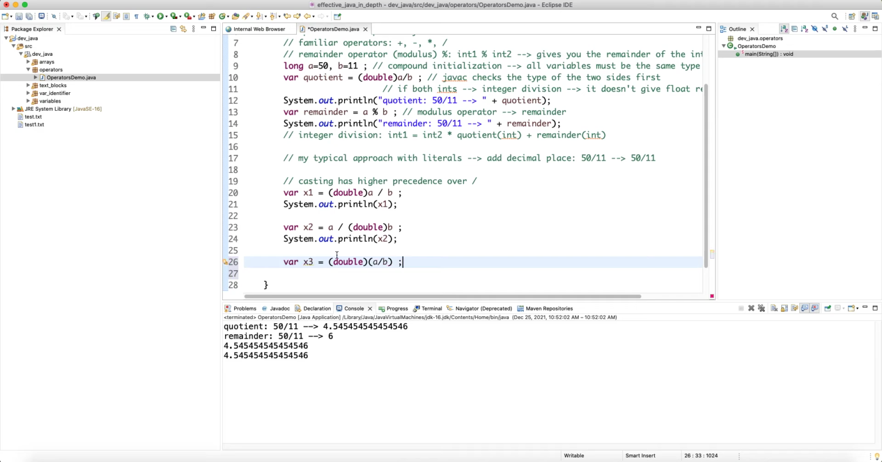So note the difference between this statement and, for example, this one. Here A is promoted to double first, and then it's a division between a double number and a long number, integer number. But here we do an integer division first and then cast it to double. So sys out x3.